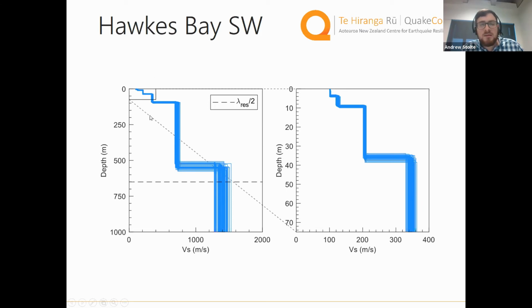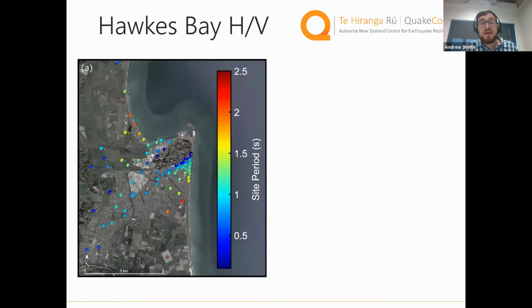But if we go a little bit deeper, at about 100 meters, we have a strong impedance contrast, jumping from 300 meters per second up to about 700, 800 meters per second. And then we have another stiff impedance contrast we're associating with bedrock. At about 500 meters, the shear wave velocity increases to 1,500 or so meters per second. And this is perhaps why we weren't able to clearly identify the peaks as we move away from the city of Napier. So for now, I'm just going to focus on Napier itself.